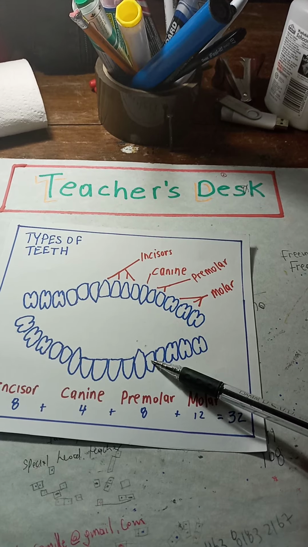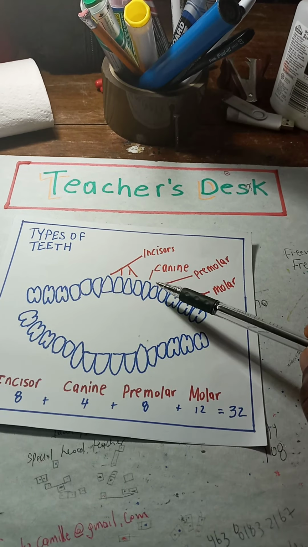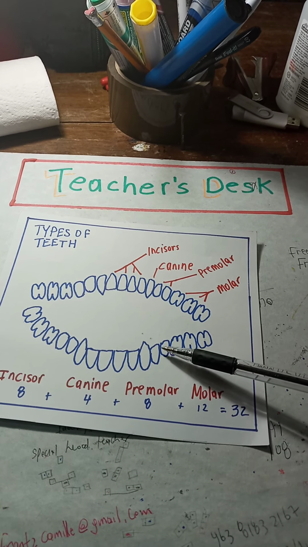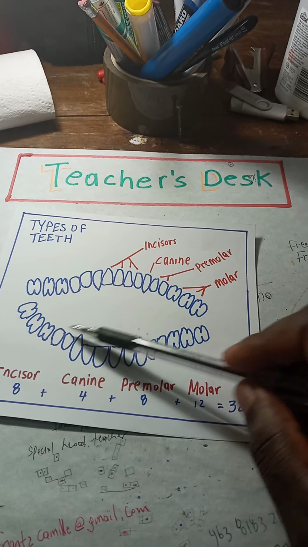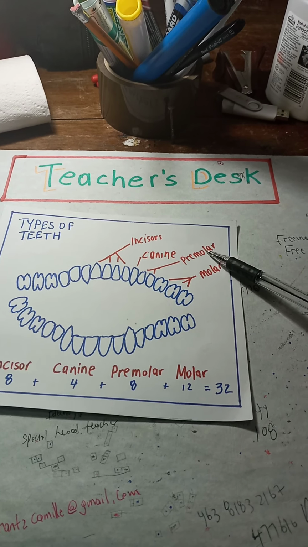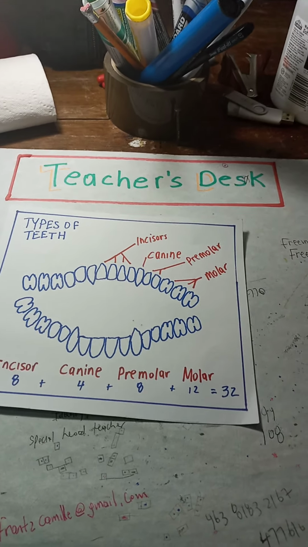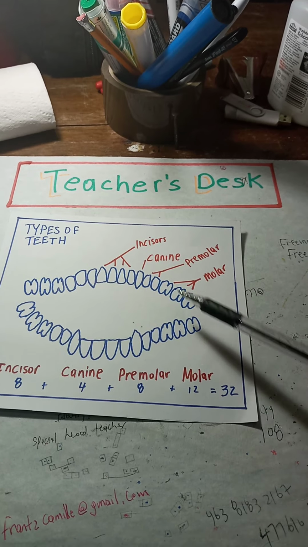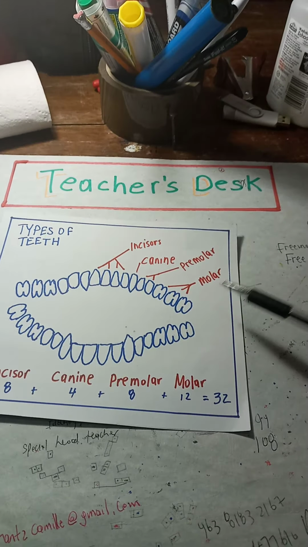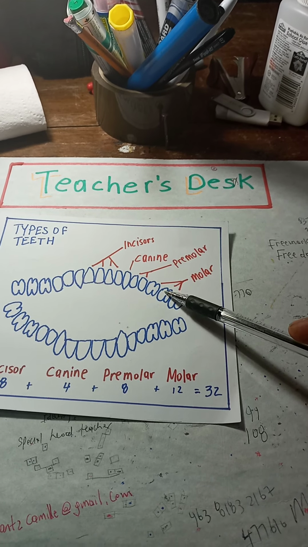Then beside it, you have two here, and two here, and two here. That will make eight, right? Two, four, six, eight. You have eight premolar. And then you have three here, three here, three here, three here. Four threes is what? 12?